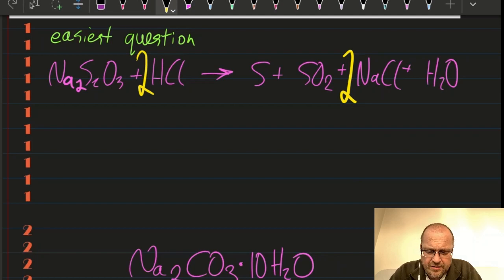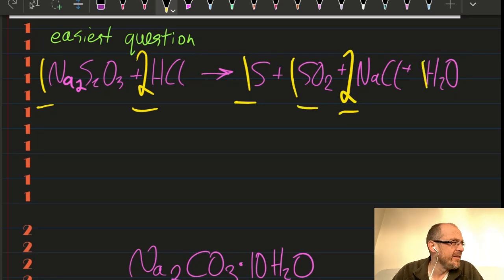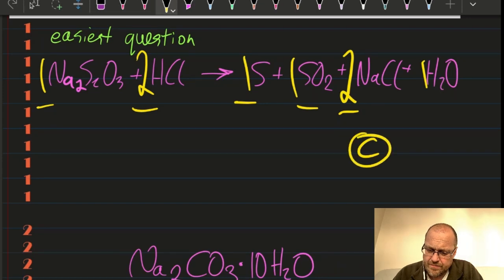So let me add up the coefficients. 1 plus 2 plus 1 plus 1. So it's going to be 8. So 1 is C. Nice.